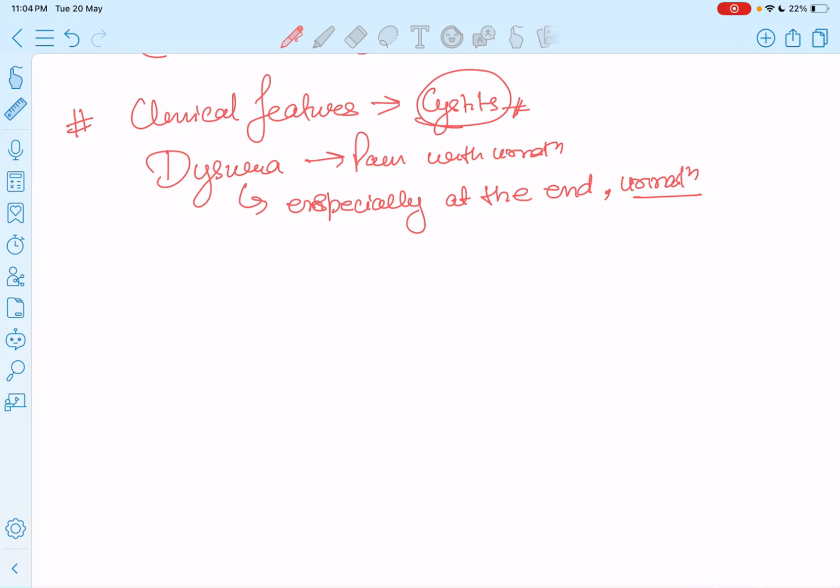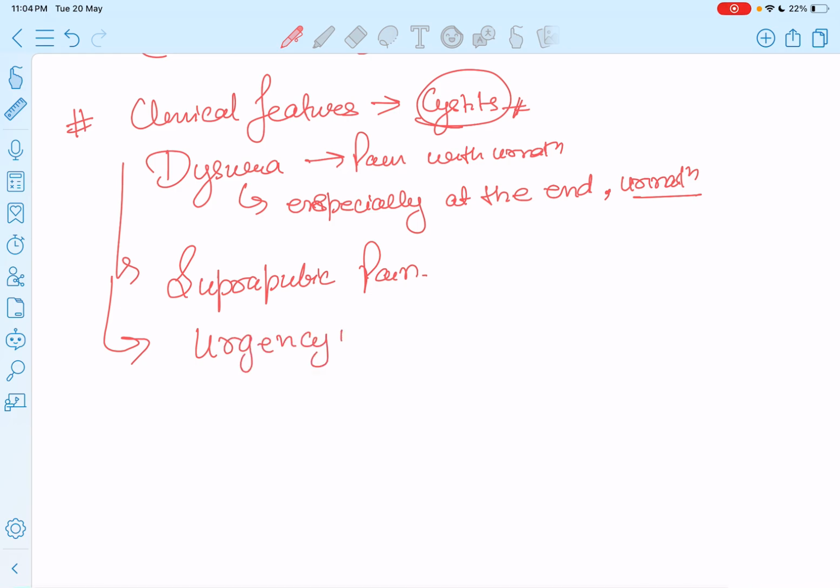And the pain will be suprapubic pain. And the urgency: the patient will say they always feel like they need to go now, for urination.